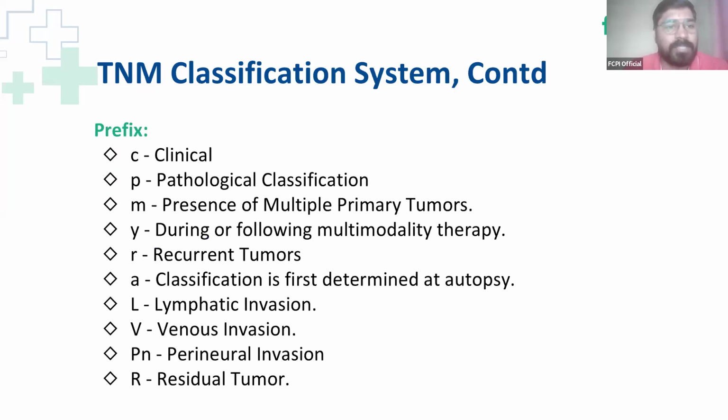So coming to the prefixes, here C indicates clinical diagnosis, and P indicates the pathological classification, small m for the presence of multiple primary tumors, Y like during or following multimodality therapy. Small r for the recurrent tumors. A for classification first determined at autopsy. Capital L for the lymphatic invasion, capital V for venous invasion, and PN for the perineural invasion, and capital R for residual tumor.